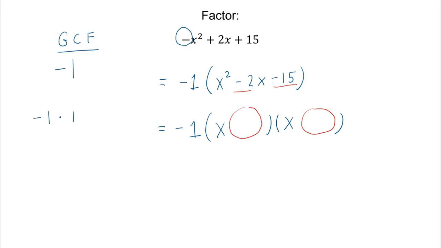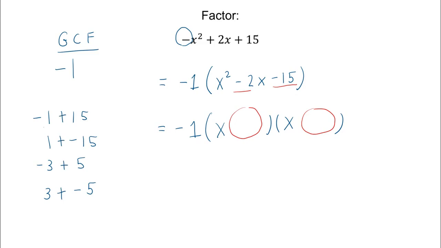Negative 1 times positive 15 gives us negative 15, or 1 times a negative 15 will also give us negative 15. Negative 3 times 5 is another option, or 3 times negative 5 is another option. Now, I believe those are all the different combinations of multiplying two numbers to get negative 15. So now let's change all of those multiplies to adds, because I know that the number combination that I pick has to add to give us negative 2.